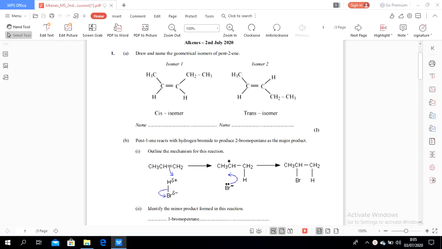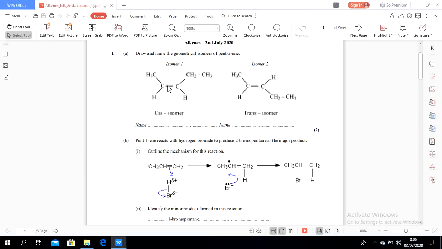Let's see here. The number of carbon atoms: there are 1, 2, 3, 4, 5. So it is a pentene. Let's see where the double bond is located. The double bond is located at carbon atoms number 2 and 3. So we can call this one pent-2-ene.